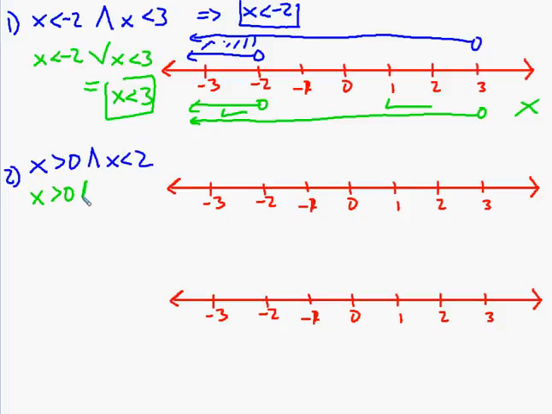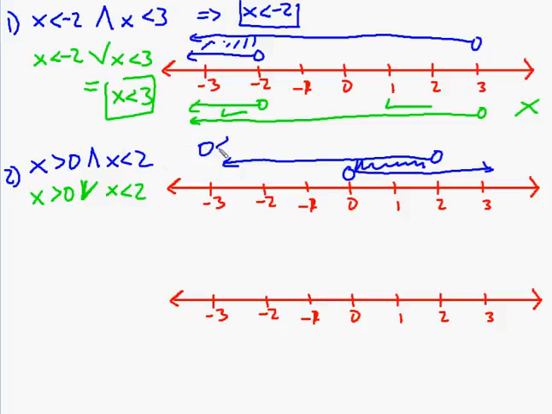And they'll graph the same way. Greater, less. Now if I have conjunction, I'm looking for overlap. So it's right there. So what's my answer? 0 is less than x is less than 2. See, it's sandwiched between the numbers.